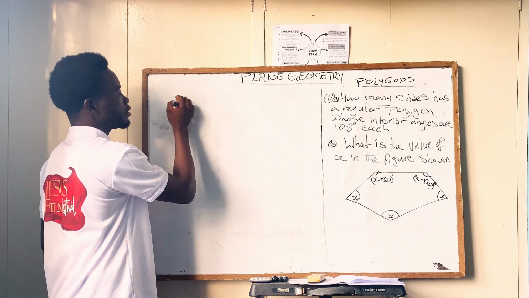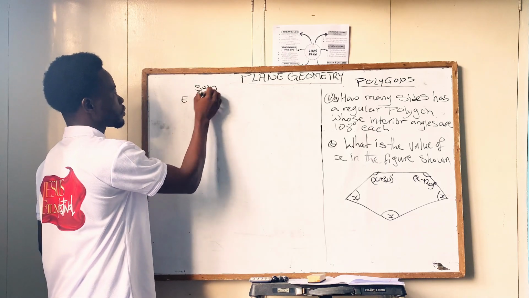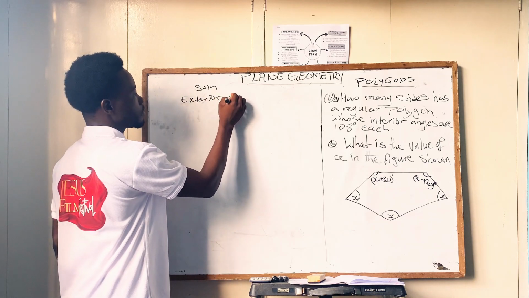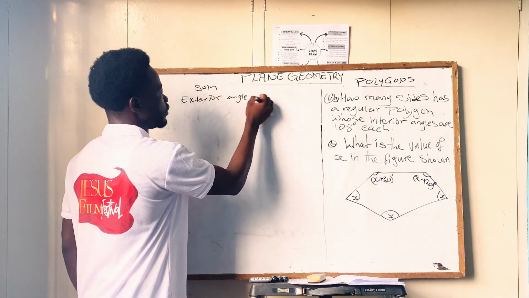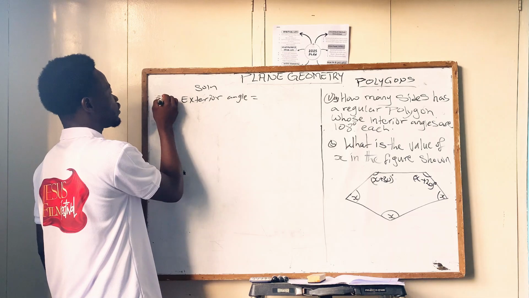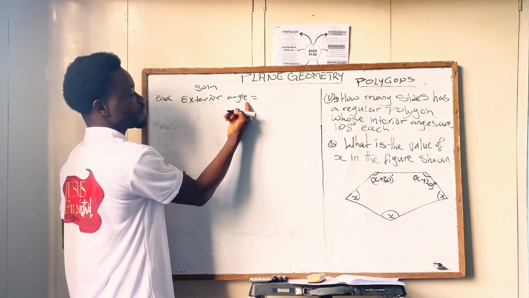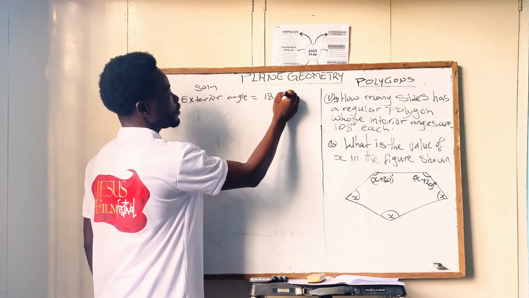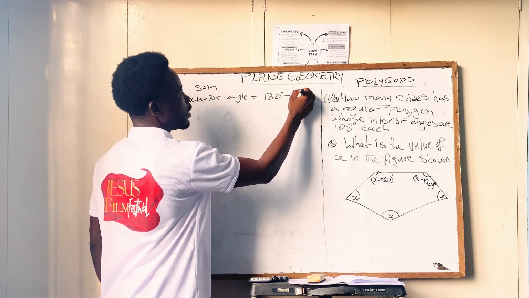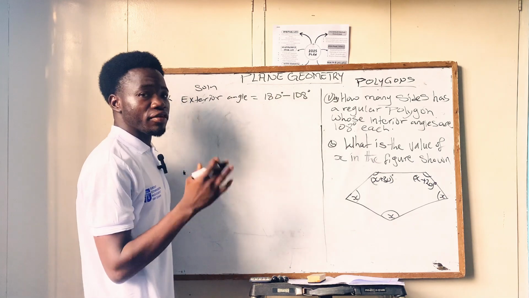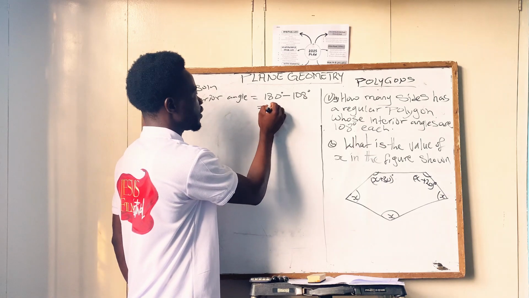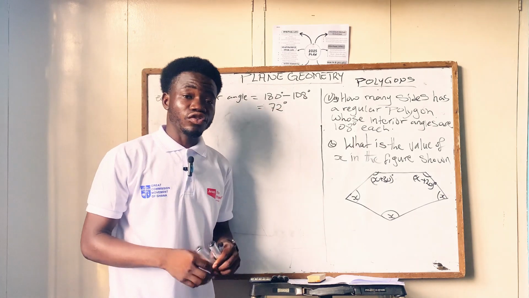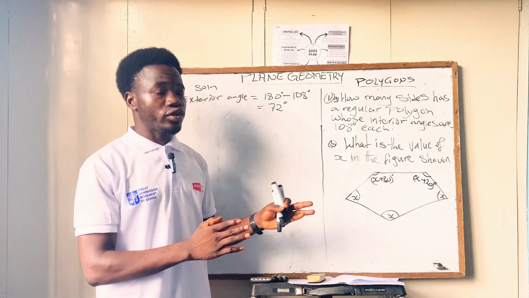So we find that's A. The exterior angle is equal to, so let me just say each exterior angle is equal to 180 degree minus the interior angle, which is 108 degree. So when you subtract this, you are going to get 72 degree. That is the first method we are using. I will use two different methods to work this question for you.